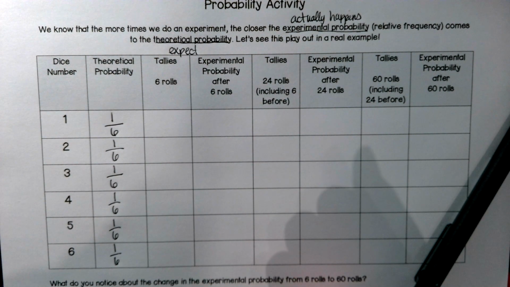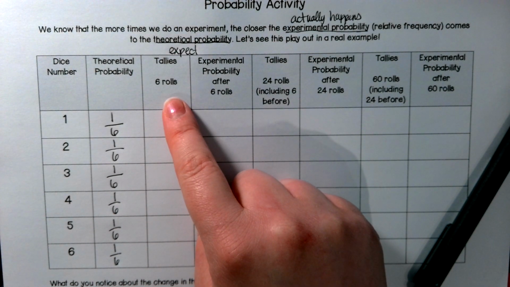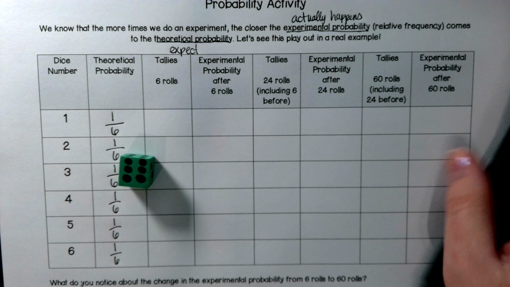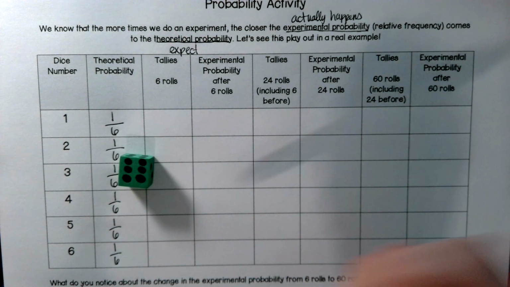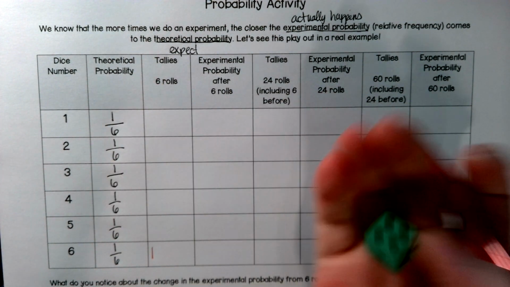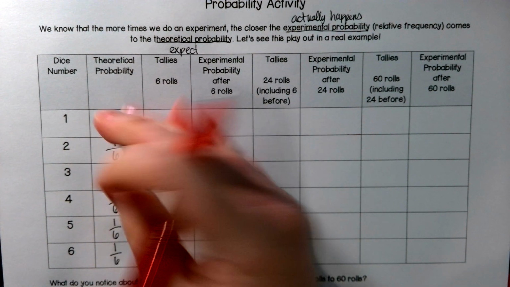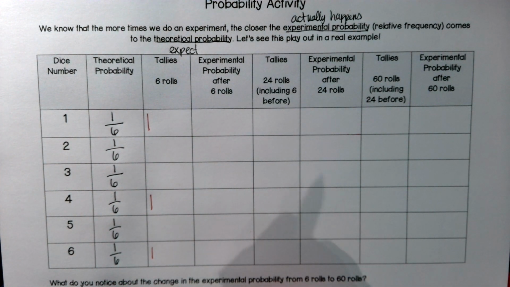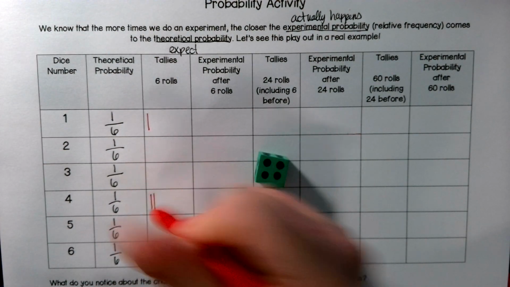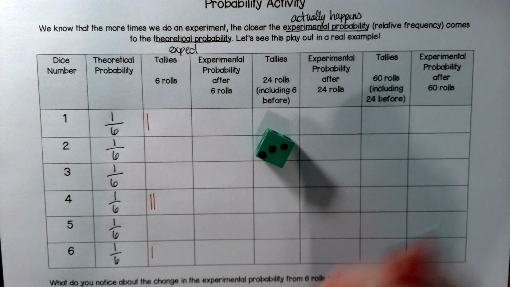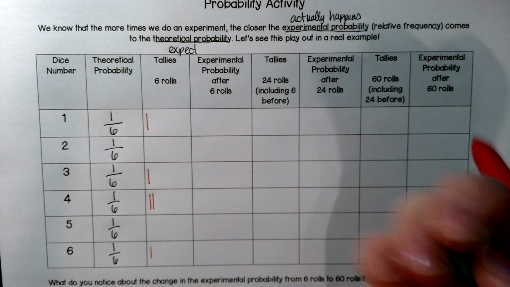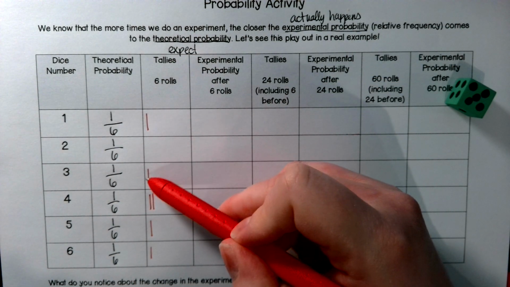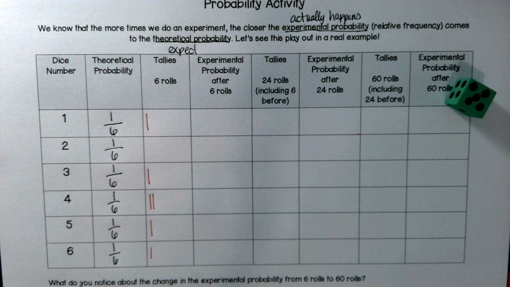Now we're going to do an experiment. I'm going to roll my dice 6 times, and I'm going to put a tally mark every time one of those numbers appears. So I got a 6. I got a 4. I got a 1. I got another 4. I got a 3. And I've got a 5. So I've rolled my dice 1, 2, 3, 4, 5, 6 times.